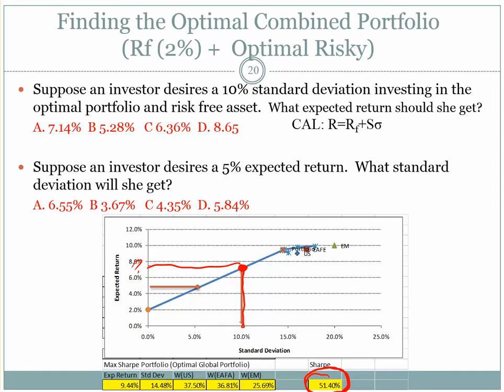It looks like it's around 7%, but we can calculate it. We can use the equation of the line, the capital allocation line. Return on portfolio on that line is the risk-free rate plus the Sharpe times the standard deviation. So it's going to be 2% plus our Sharpe from down here times our desired standard deviation, and you get a 7.14% return. And that portfolio is right here.